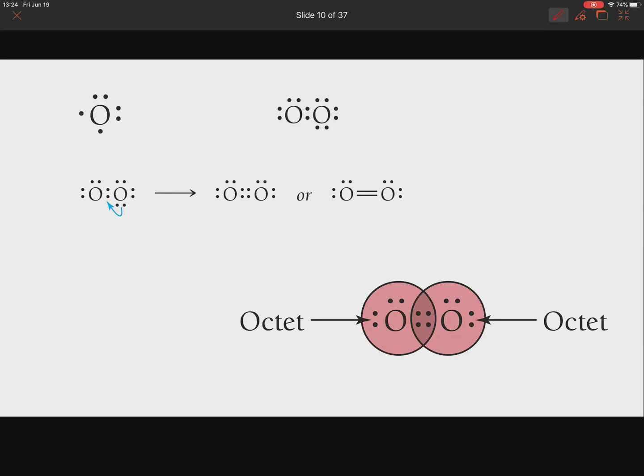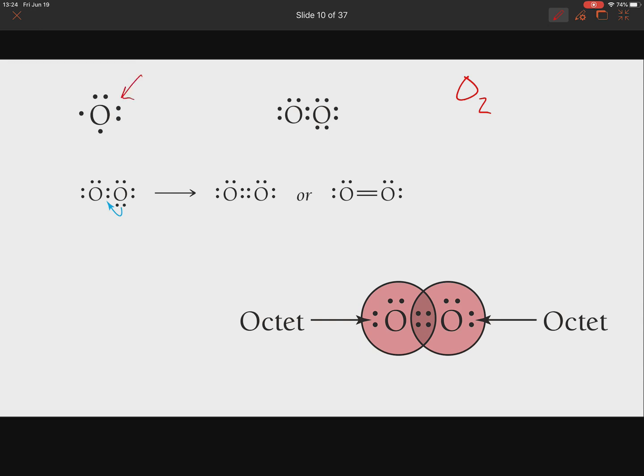So let's take a look at oxygen. Now with oxygen, we know from chapter 5 that it exists as a diatomic molecule. We know it's O2. If we pair two oxygen atoms together and try to find a Lewis structure, we find that there are not enough electrons to give each oxygen atom the octet.